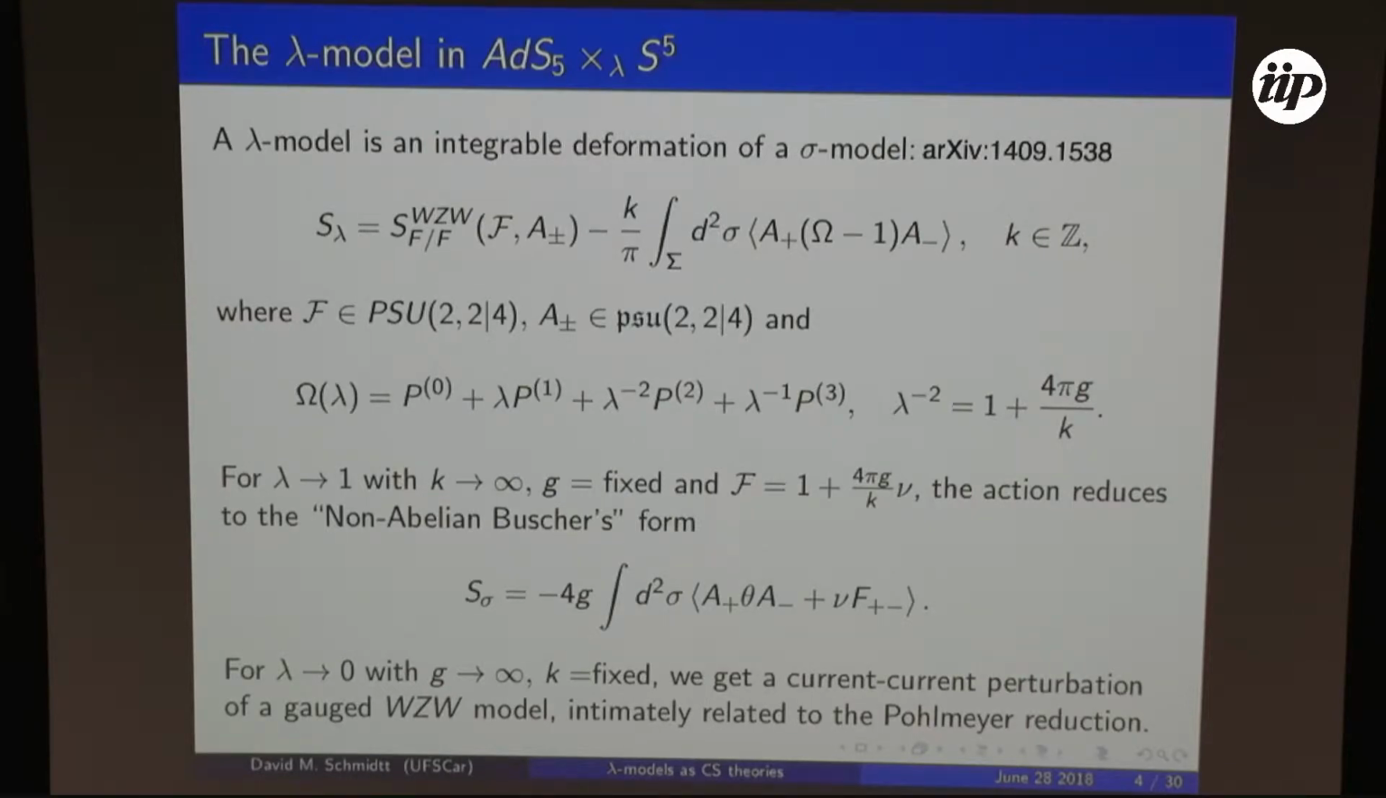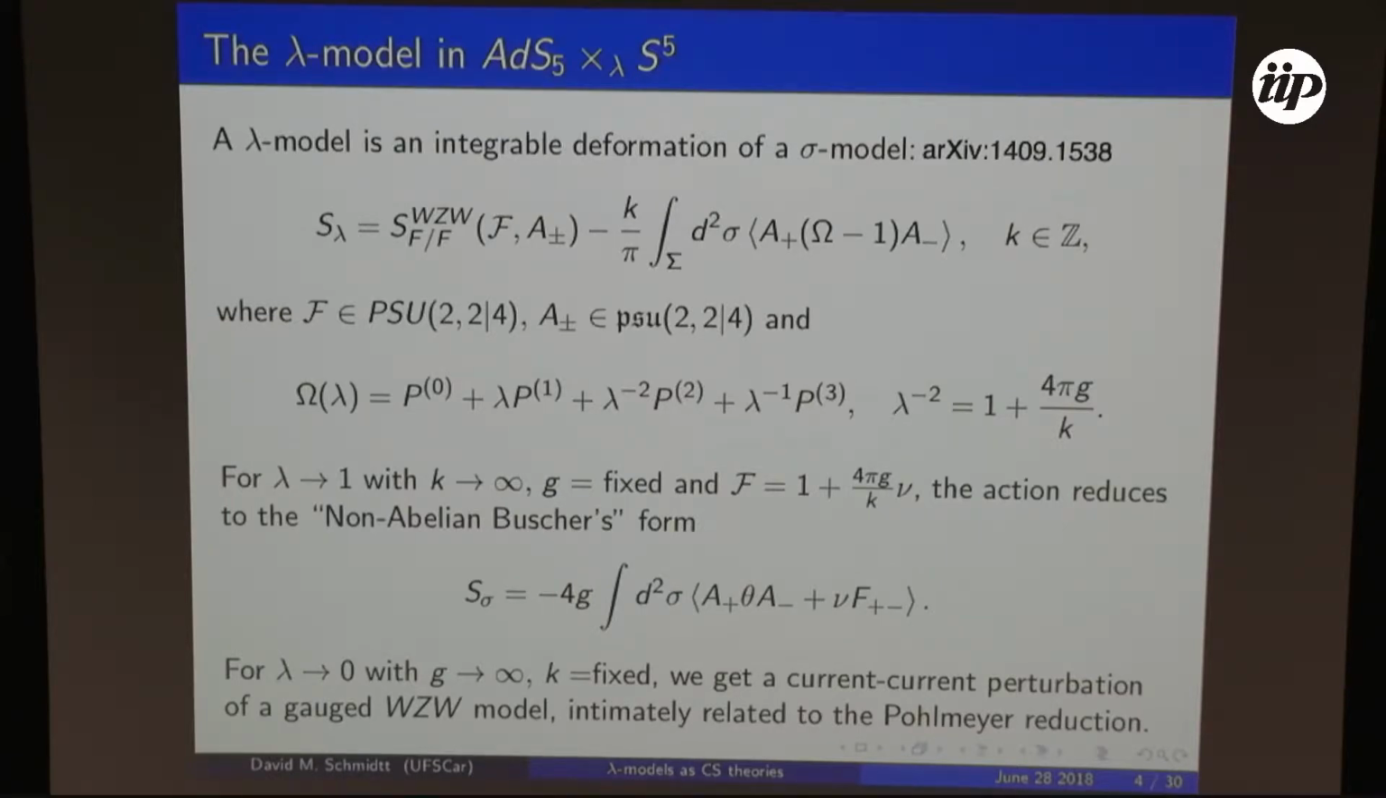A plus minus is the connection, and this omega is a projection. It's a combination of the projections along the Z4 decomposition of the algebra, and lambda is defined in this way. G is the coupling constant of the Green-Schwarz model, and K is the level. So this is where the model gets its name.